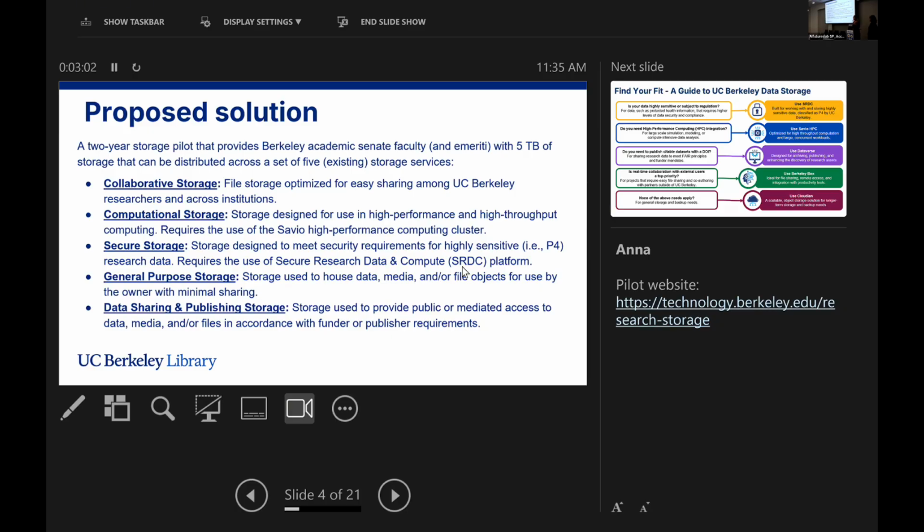data. Secure storage, something that could work with data that was personally identifiable, had health information, anything that needed a stronger level of security. Along with that, more general purpose storage, anything that general data sets could go into, media, maybe something that you're not currently working on, but you don't want to get rid of. And then they wanted something that would address data sharing and publishing, so public or mediated access to data sets.